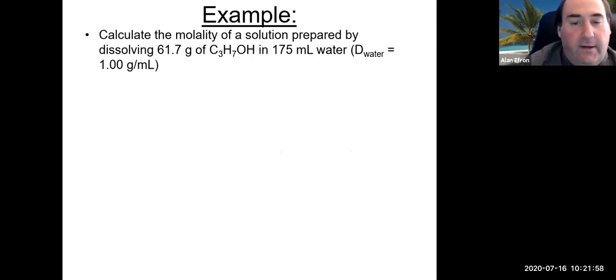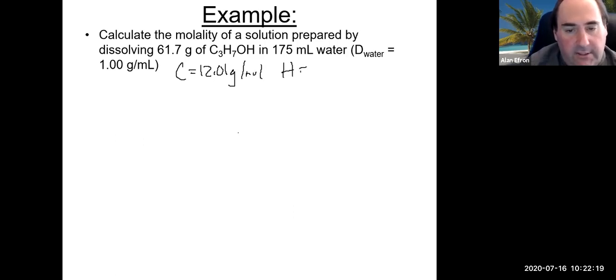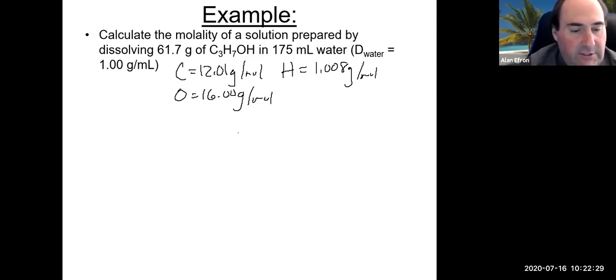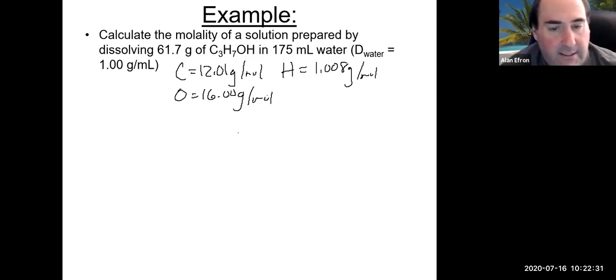All right, so why don't you give this a go? We want to calculate the molality of a solution that's prepared by dissolving 61.7 grams of C3H7OH in 175 milliliters of water. Let me give you some numbers that will be helpful. Carbon is 12.01 from the periodic table. Hydrogen is 1.008. And oxygen is 16. All right, take a moment and see what you come up with in terms of the molality of this solution.